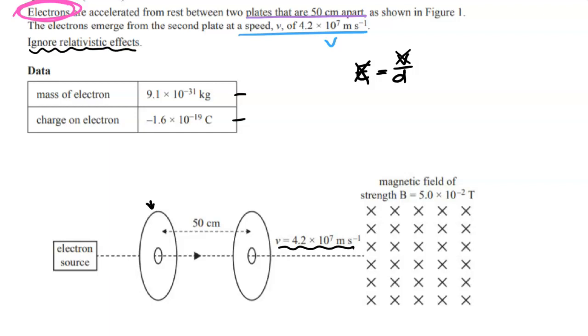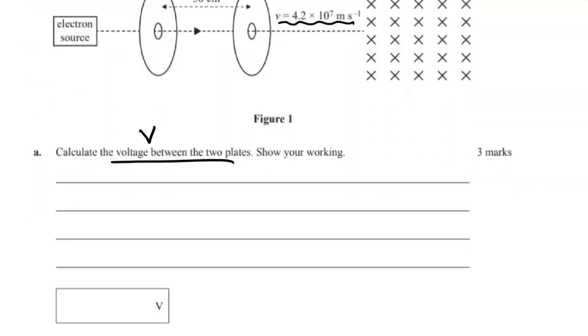They started with a velocity of 0 here, so we're assuming that they start at this plate with no velocity at all, and work has been done on them by the field to accelerate them to that final speed of 4.2 by 10 to the 7. So what we can do, rather than looking at E equals V on d, is look at that work approach. Remember we previously said the work done was equal to QV, and that was given by half mv squared, where lowercase v is velocity.